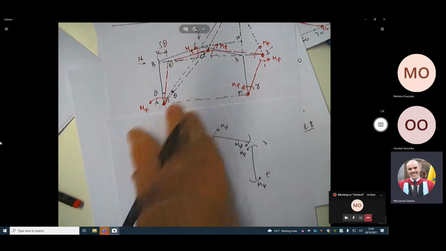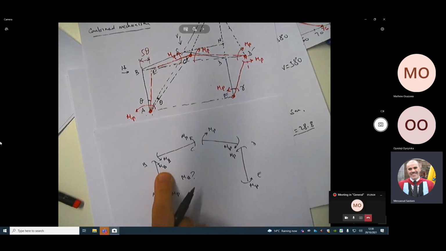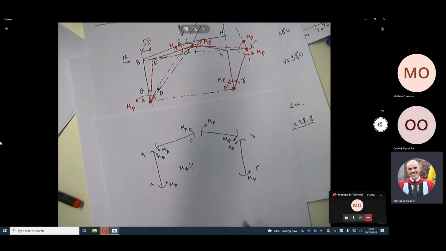In order to draw the bending moment diagram for this frame, I need to find MB. How do we find MB? I think we can start with column ED, because we know the moment at E and we know the moment at D. If I take a cut at D, I can determine the horizontal reaction at E. And then from that, I can determine the horizontal reaction at A, and therefore the moment at B.